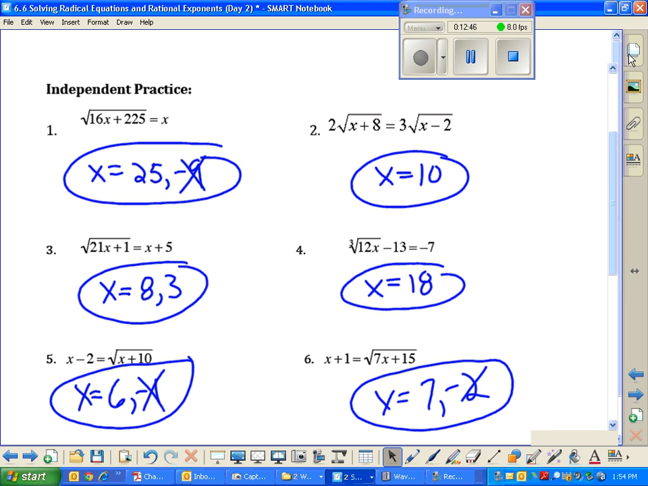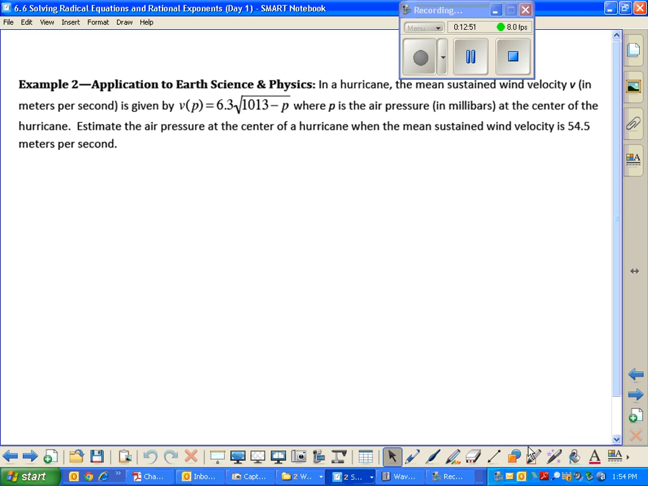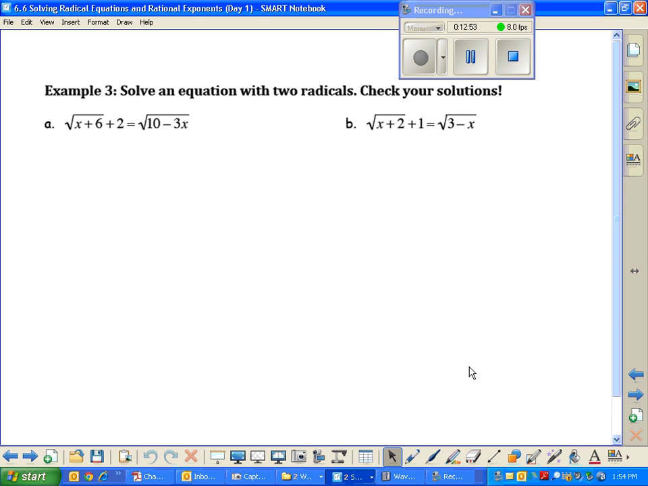So today's big idea is: what do you do if you can't isolate the radical first? Let's talk about that. In our next example, if you're a person that writes very large, you need to write smaller because there's a bit of work to show for this problem. So write small if you're a person that writes large. In example 3, I'm going to do part A and you're going to finish up today doing part B.